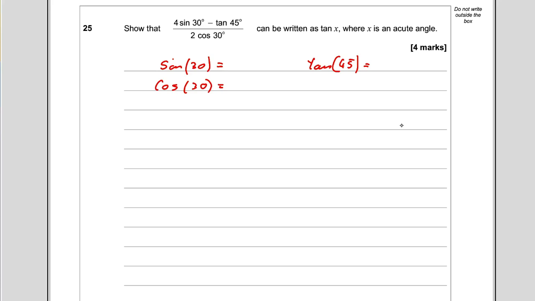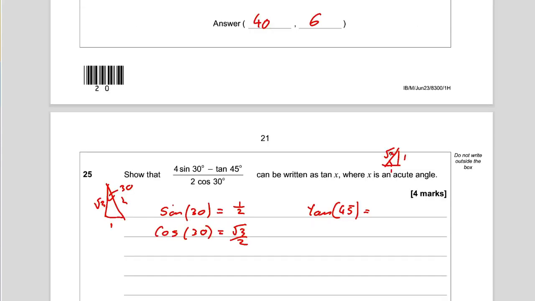So I know that sine 30 is 1 over 2. Cos 30, so I'm doing this from the triangle 2, 1, root 3, and I'm using this angle, that's 30. Sine is opposite over hypotenuse, cos is adjacent over hypotenuse, so that's root 3 over 2. I've done that the wrong way around. Adjacent over hypotenuse, so root 3 over 2. For the 45, we're going from a 1 by 1 triangle, that's root 2. So tan 45 is opposite over adjacent, so that would be 1.